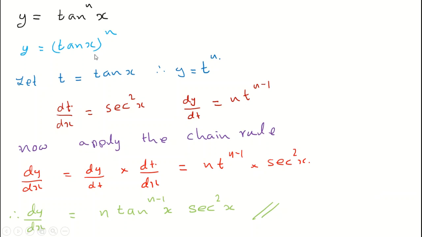You can show that using the chain rule also. You take t equals tan x, then y equals t to the power n. dt over dx is equal to sec squared x. dy over dt is equal to n t to the power n minus 1. Now we apply the chain rule. dy over dx is equal to dy over dt into dt over dx, n t to the power n minus 1 into sec squared x. t to the power n minus 1 is tan to the power n minus 1, since t is tan. Right, proved.